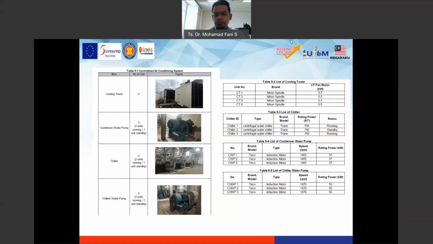For example, a list of cooling systems, a list of chillers. This one is the rated power, brand, etc. The information. So this chapter is all about the information from the active systems, or the systems involved in a building.